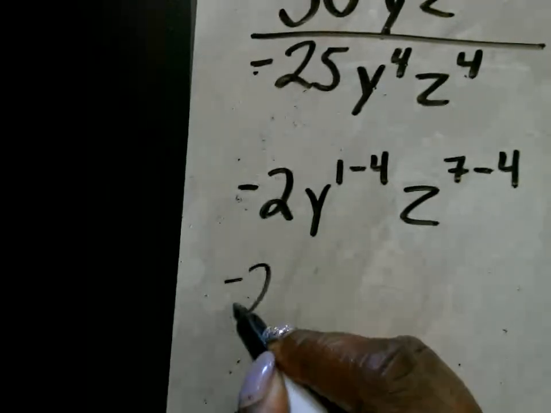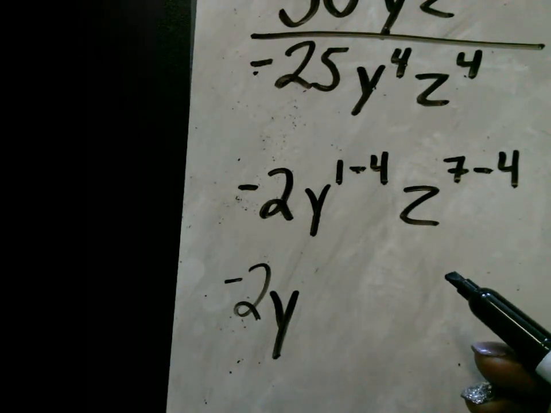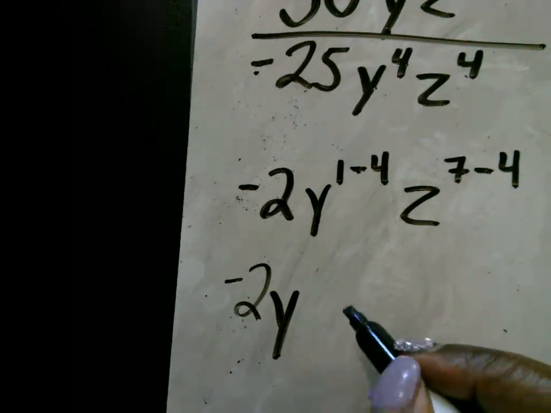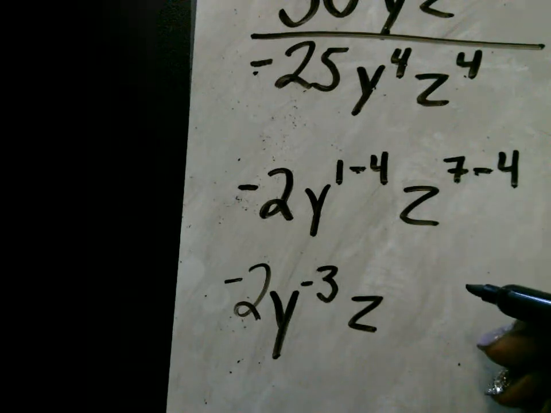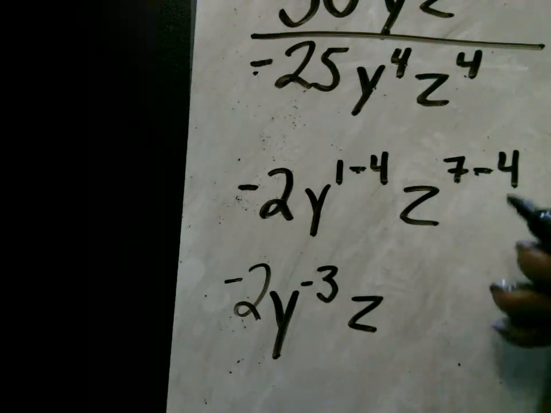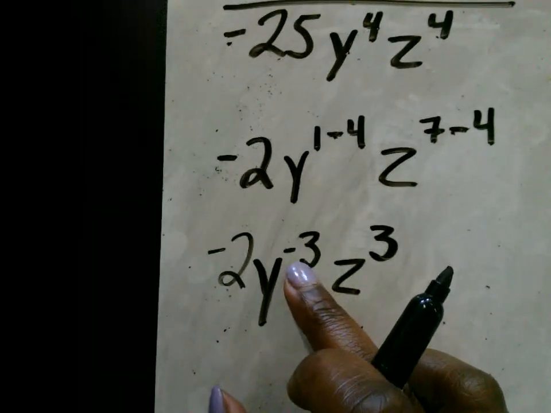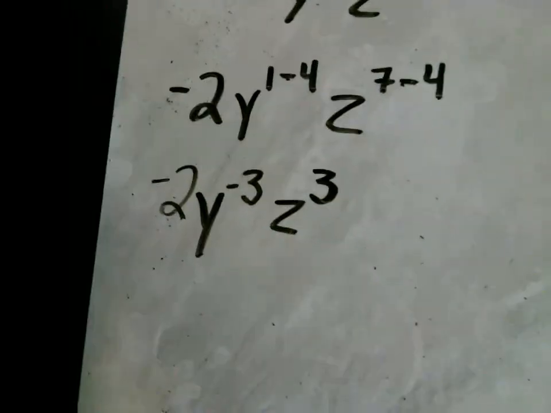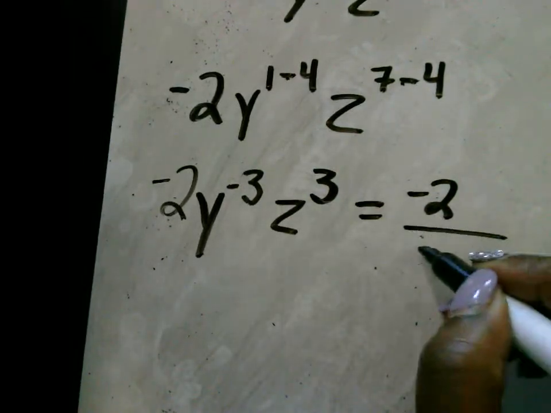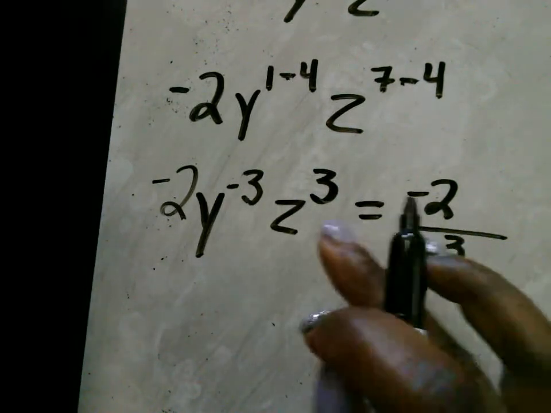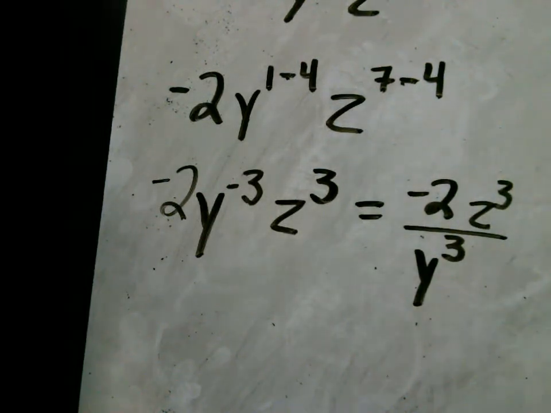We got -2y. What's 1 minus 4? You got it? -3. And then we have 7 minus 4. What's 7 minus 4? 3. So you see how this is a negative exponent here? To make it a positive exponent, just move it to the bottom. So what you have is positive exponent, keep it on the top. Negative exponent, move it to the bottom. Now it's a positive 3. Positive exponent, leave it alone. See? This is your answer.